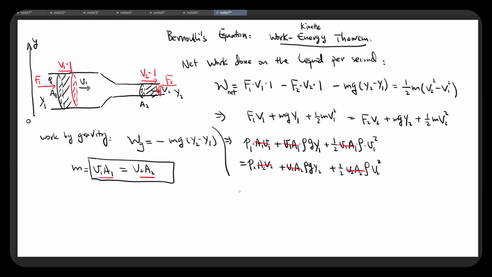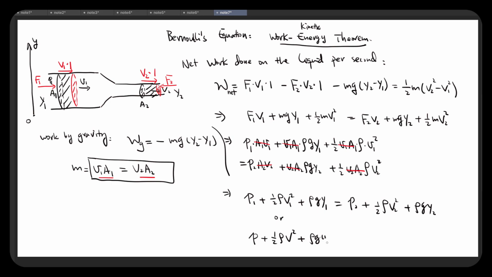Then we get to Bernoulli's equation. It says that P1 plus 1/2 rho V1 squared plus rho g y1 equals P2 plus 1/2 rho V2 squared plus rho g y2. Or in other words, we can say P, the pressure, plus 1/2 rho V squared plus rho g y equals a constant. So that's called Bernoulli's equation.